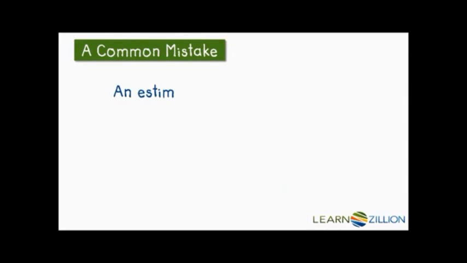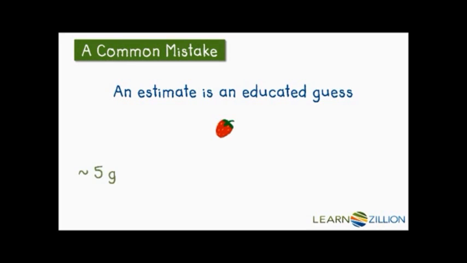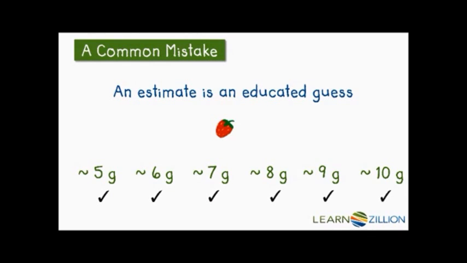A common mistake is worrying that your estimate has to be exactly right. So remember, an estimate is an educated guess. You might have guessed that the mass of a strawberry was 5 grams, or 6 grams, or 7 grams, or 8 grams, or 9 grams, or 10 grams. Those are all good guesses using the benchmarks. There's no one right answer when you're making an estimate or a guess.